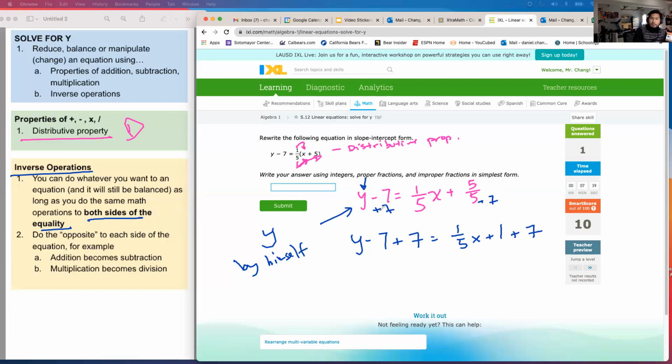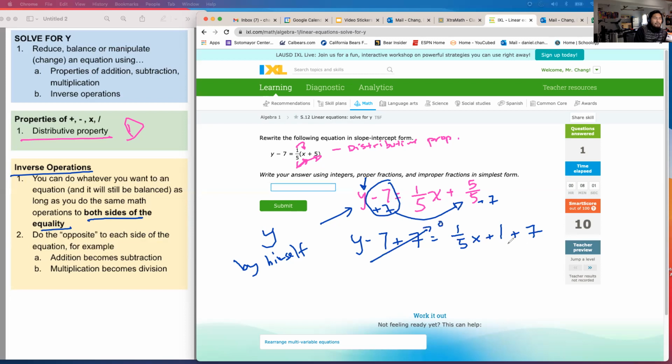And the only thing that is with y right now is this minus 7, subtracting 7 on the left side of the equality. And I want to get this guy over to the right-hand side so that y can be by himself. So to do that, I add 7 to both sides. That's my inverse operation. I do it to both sides to keep it balanced.